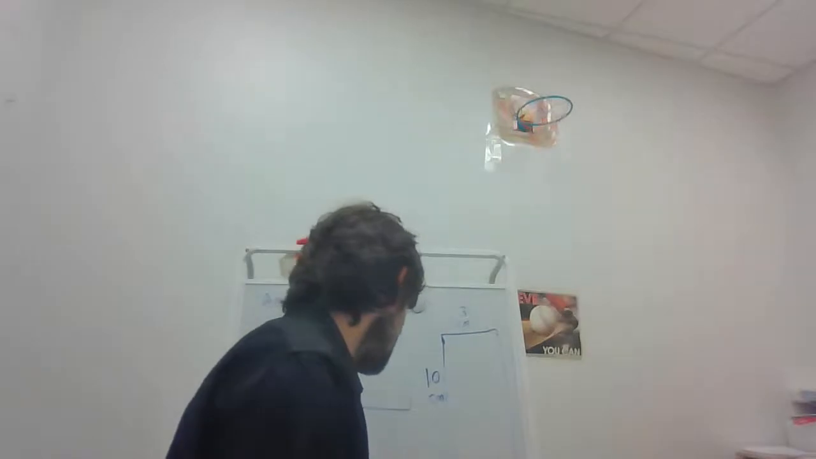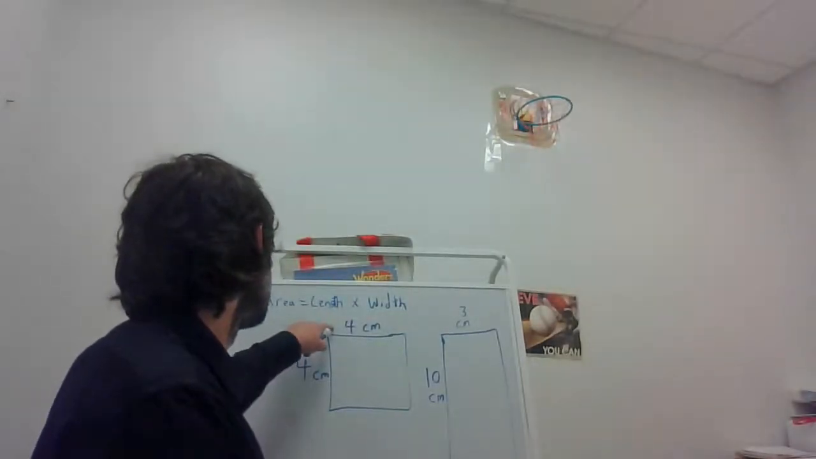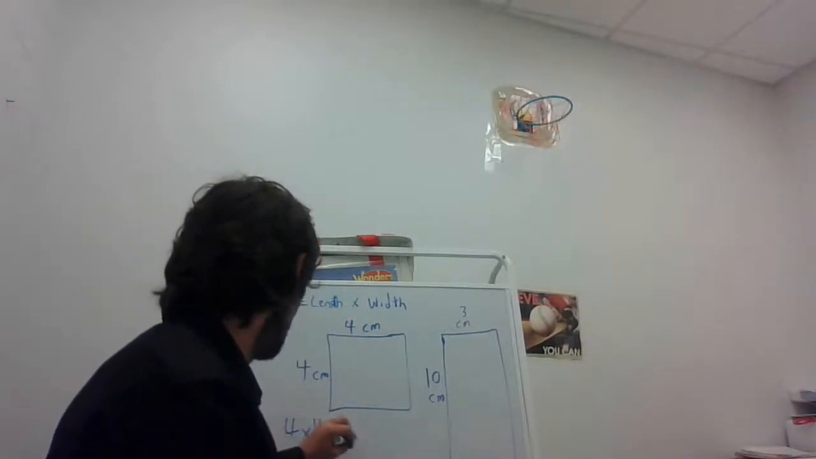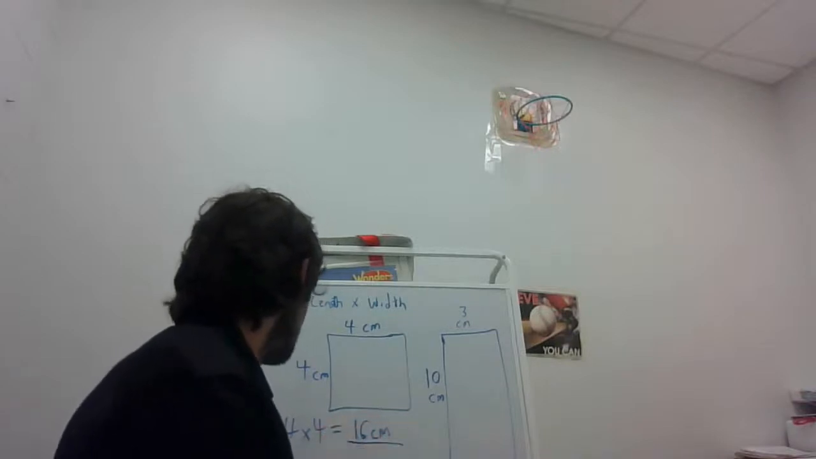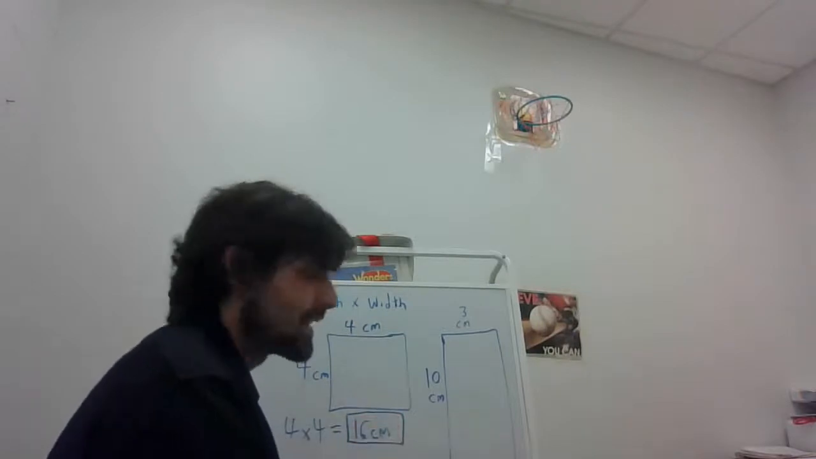Draw a circle, square around that. Now for the square, 4 times 4. So 4 times 4 equals 16. So the area for the square here will be 16 centimeters. So that's how you would find area.